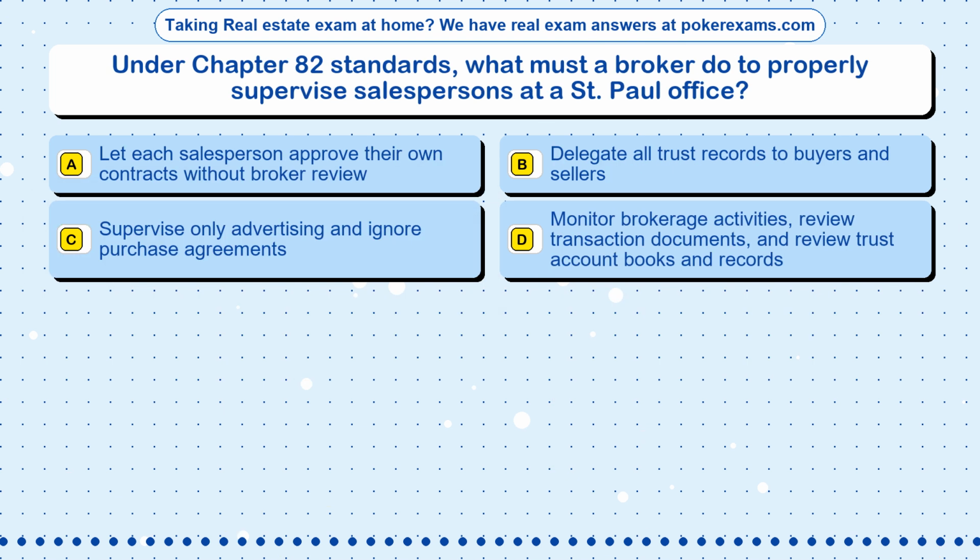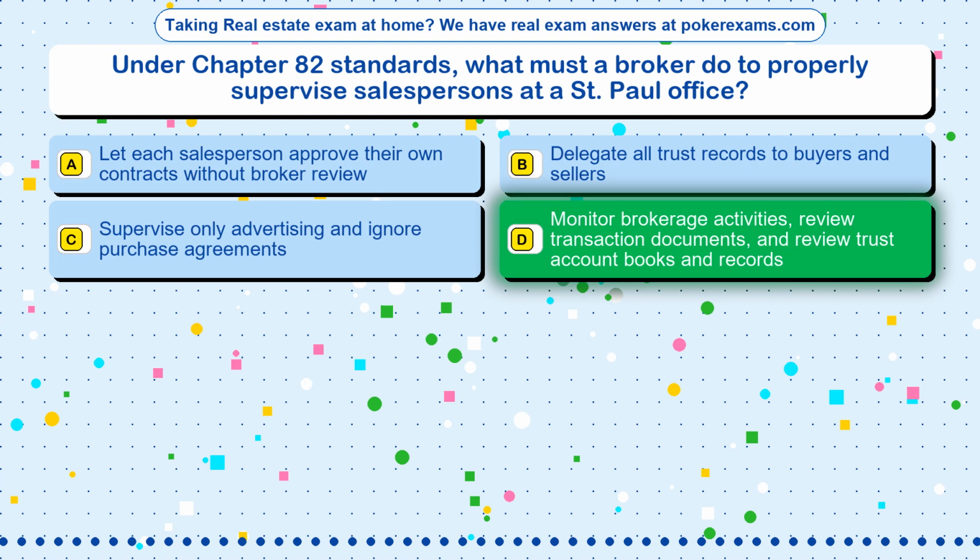Question 64. Under Chapter 82 standards, what must a broker do to properly supervise salespersons at a St. Paul office? Option A. Let each salesperson approve their own contracts without broker review. Option B. Delegate all trust records to buyers and sellers. Option C. Supervise only advertising and ignore purchase agreements. Option D. Monitor brokerage activities, review transaction documents, and review trust account books and records.